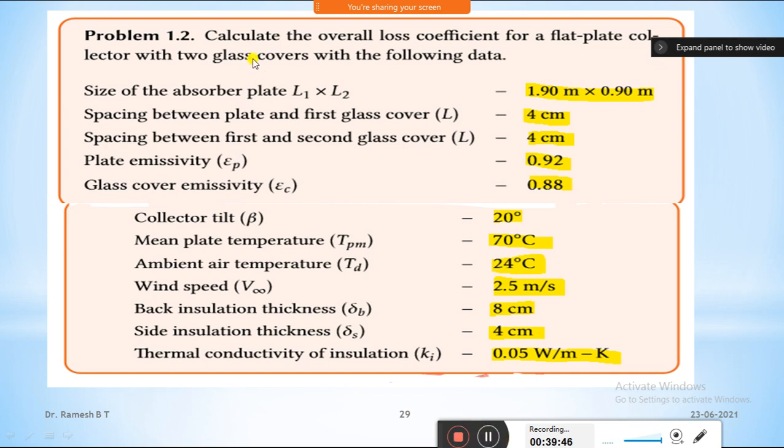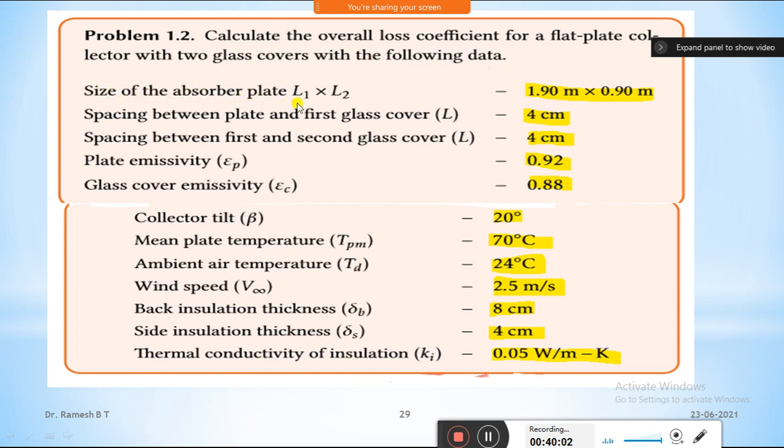Yes, take this problem. Calculate the overall loss coefficient. Overall loss means UL. UL is equal to UT, US, UB, for the flat plate collector with 2 glass covers, M is equal to 2. They have given M is equal to 2, with the following data.